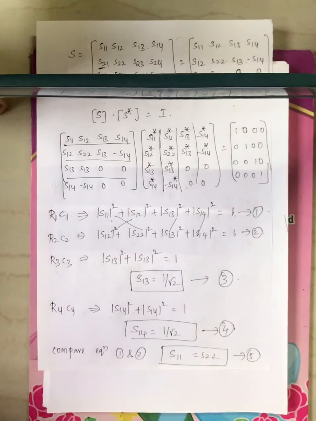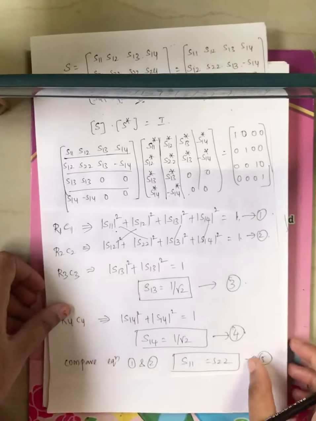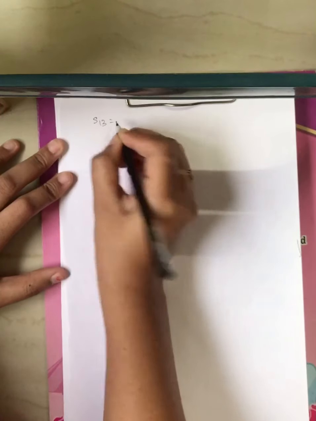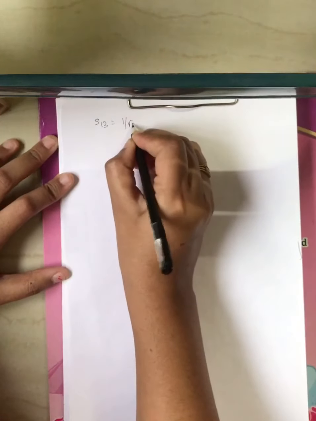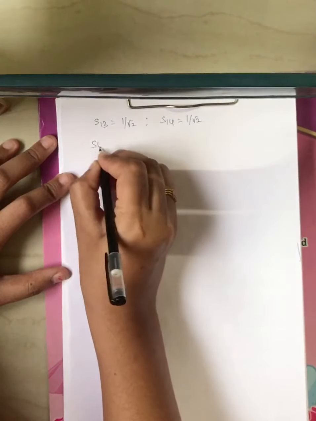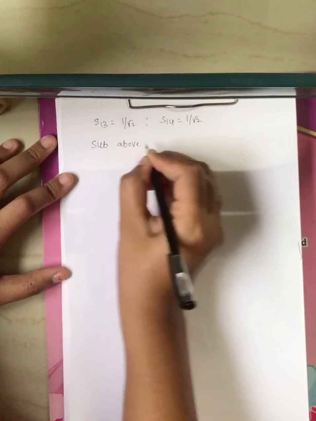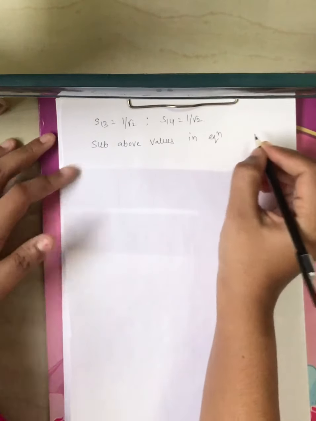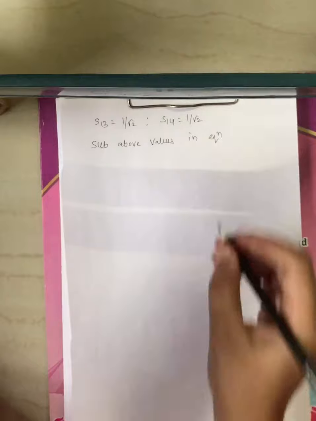Now if I compare equation 1 and 2, you are getting S11 equals S22, right? Now coming to the next one. We know S13 equals 1 by root 2 and S14 equals 1 by root 2, right? Now substitute the above values in equation 1.